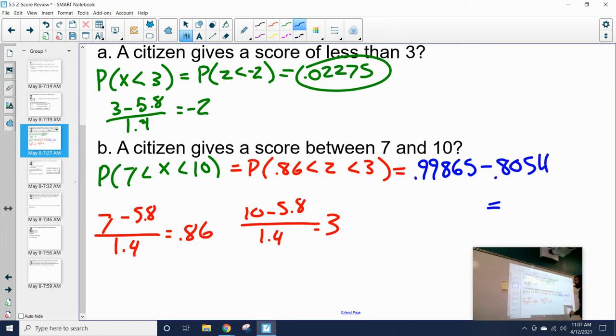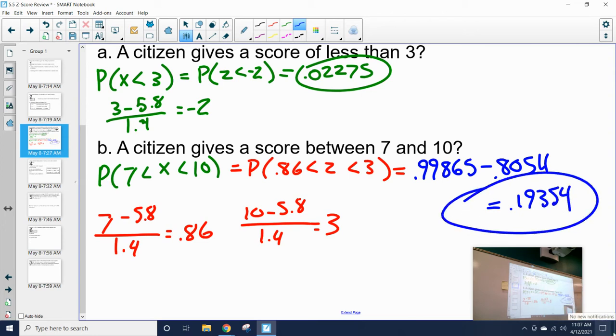0.80511. If I type that into the calculator, I get 0.19354. And that would be our probability of a citizen giving a score between 7 and 10. So there's more of a chance for them to give a higher value than a lower value, because only 2% of citizens gave a number less than 3, but at least 20% of citizens gave a number between 7 and 10.